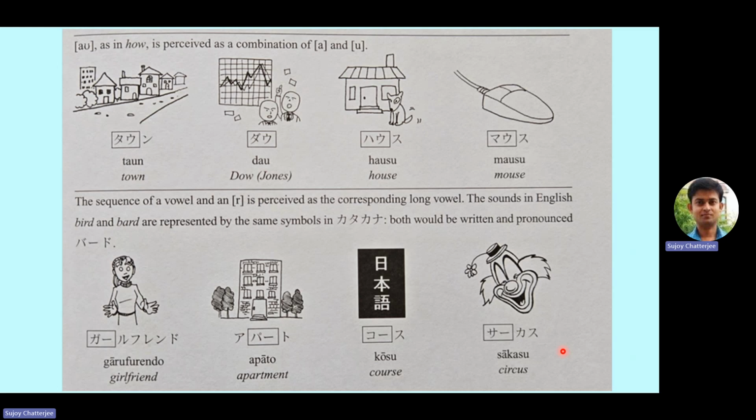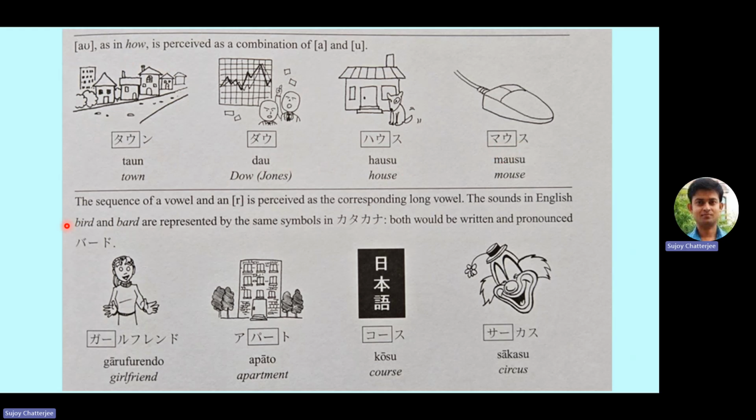Next is the ow sound, as in how. So ow is perceived as a combination of a and u. Again, this is very simple. Town, taun. House, hausu. Mouse, mausu. It corresponds one to one.